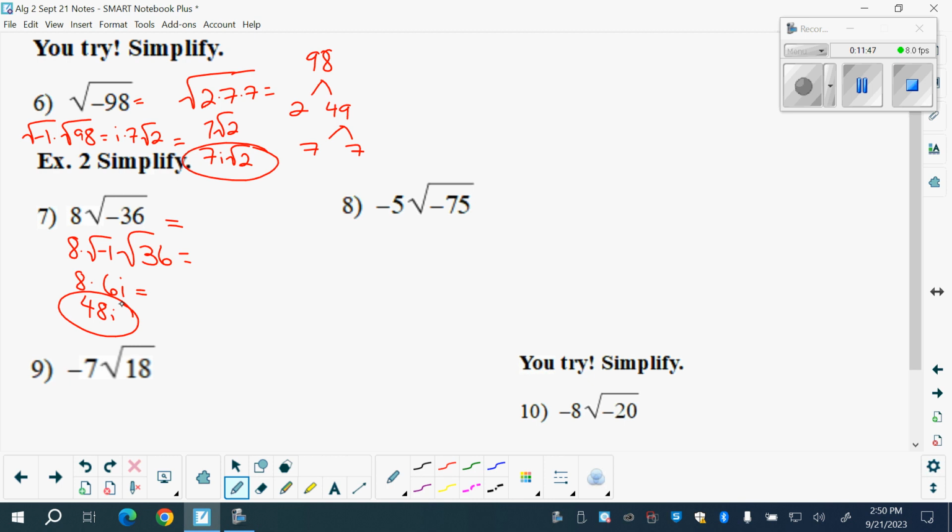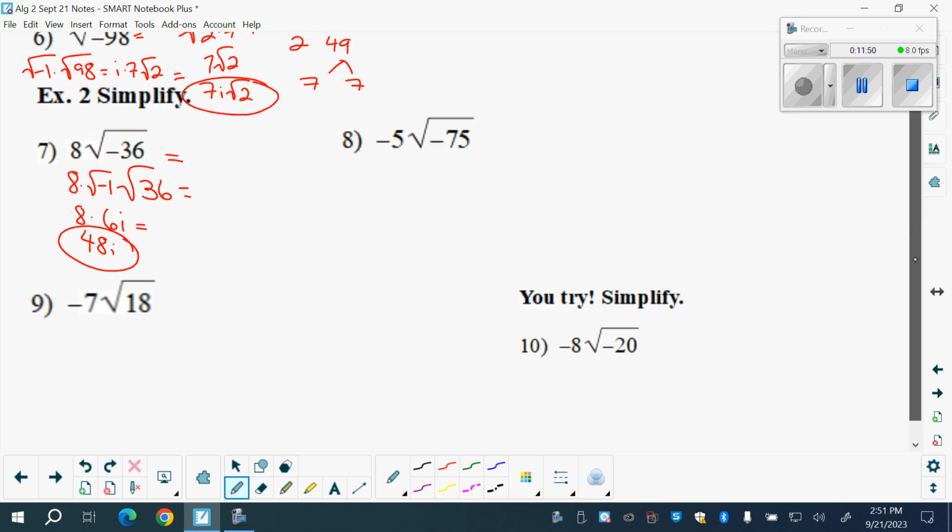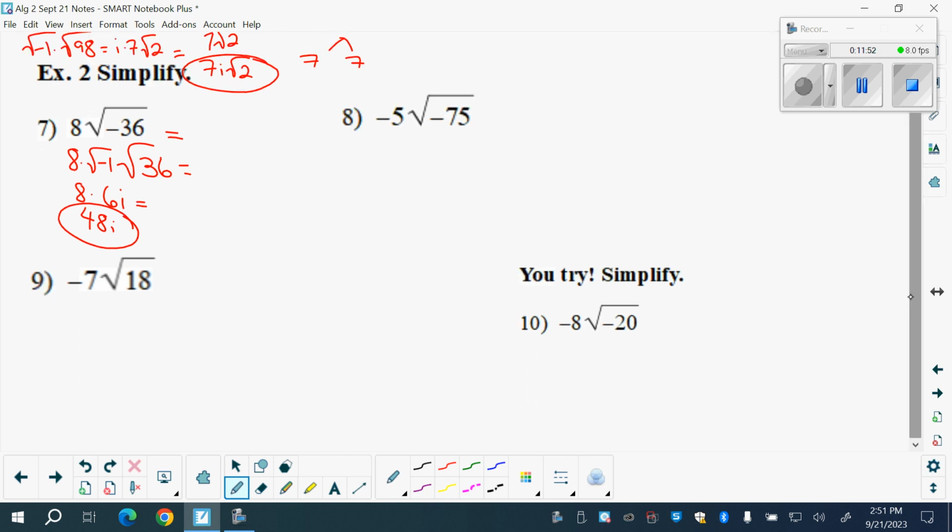Okay, number 8. This is going to be negative 5 times square root negative 1 times square root 75. So Nick, what do we do next? We want to factor the 75. Good. Nice. So how do we do that, Nick?